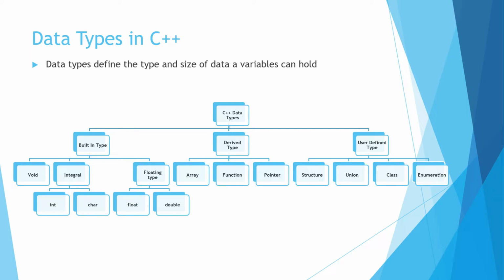Then we have derived types, which are obtained from the built-in types, or which are formed from the built-in data types. They are array, function, pointers. And another type of data types are user-defined types such as structure, union, class, enumeration.